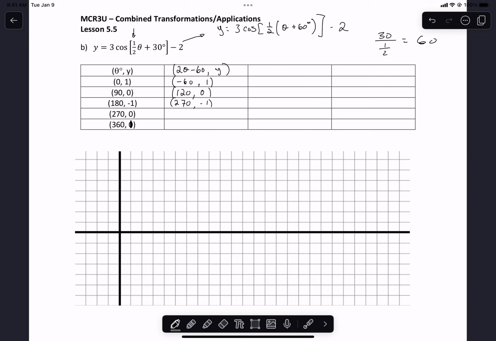270 times 2, 540 minus 60 should be 480. And then 2 times 360 is 720, minus 60 should be 660, right? It's okay? One second, I just want to write that down.